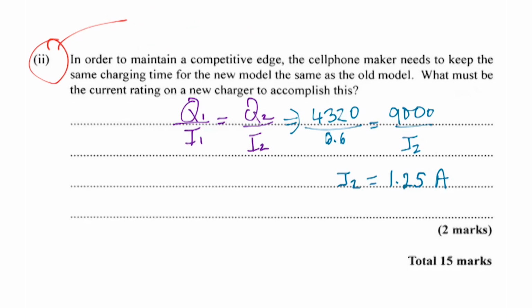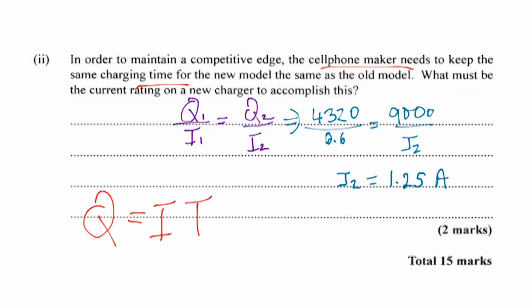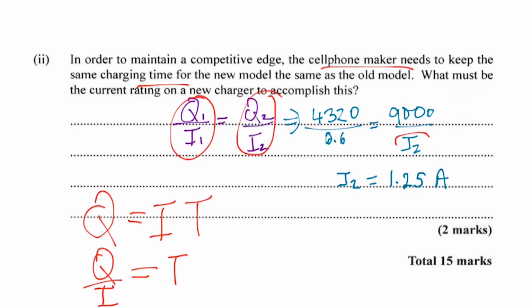So in order to maintain a competitive edge, the cell phone maker needs to keep the same charging time, and so on. So remember, we're using this equation Q equals IT. So I just rearrange T to be equal to Q over I. And I equate the two, the old with the new. And this is the new thing we're trying to find, and you understand. Okay, so that's 2 marks. You collect your 2 marks there.